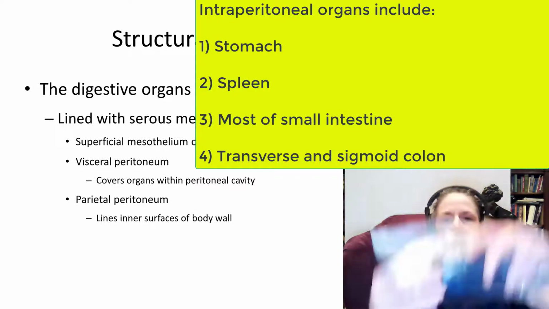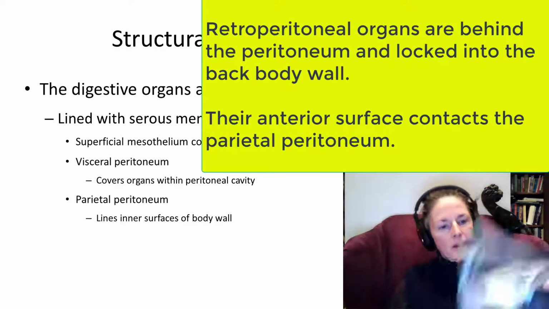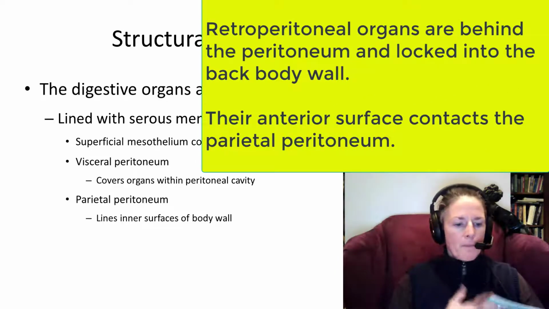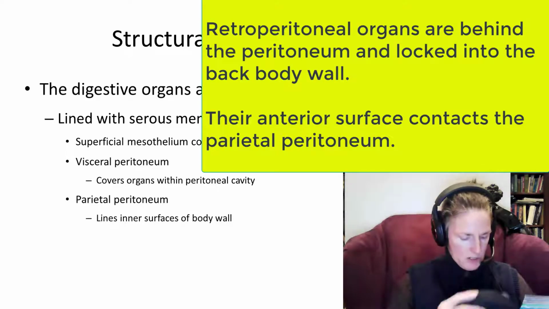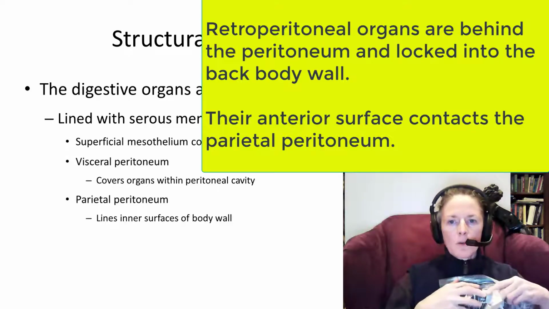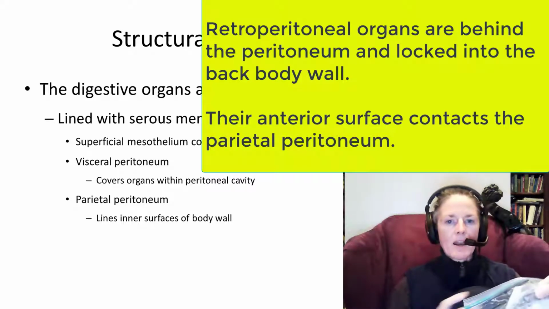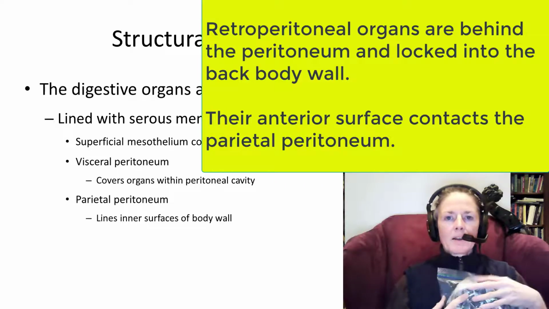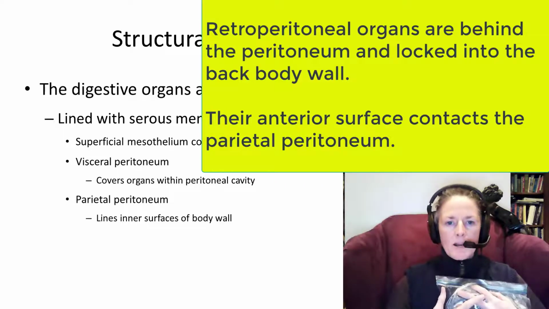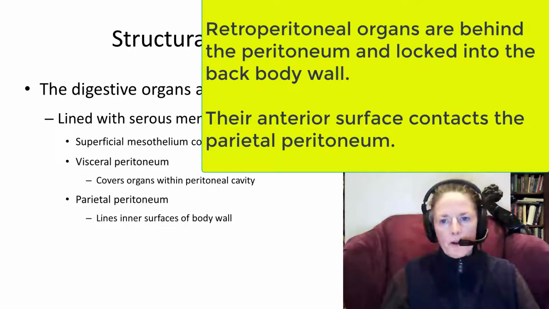The peritoneum surrounds them. And other organs that are called retroperitoneal. So if I were the back body wall and this were a retroperitoneal organ, it would be like this. And the anterior surface of the organ would be in contact with the parietal peritoneum because it's not actually in the peritoneum, but it's outside it and it's locked to the back body wall by the peritoneum. So we'll see that there are several organs that are located retroperitoneally.